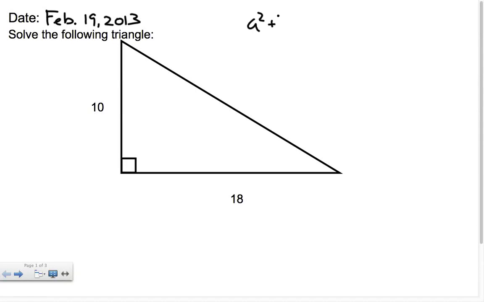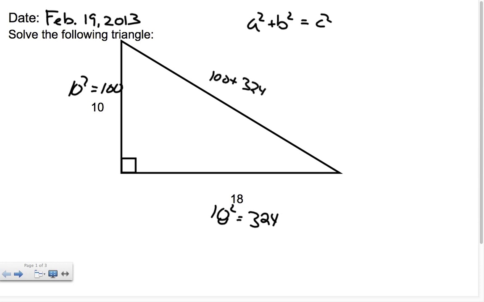Okay, so we've got a squared plus b squared equals c squared. In other words, the squares of the two shorter sides add up to the square of the longer side. So 10 squared is 100. And 18 squared? Anybody help me? 324. So here we have 100 plus 324. What's the square root of that? The square root of 424.